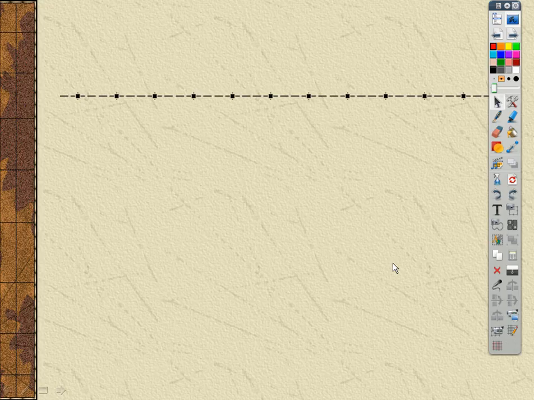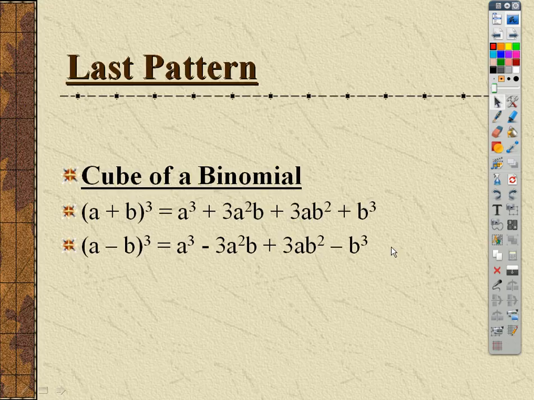Okay, what about this pattern? Cube of a binomial. And once again, you only have to know the top one. Bottom one you get for free. All you have to do to get the bottom one is just plug a negative b in, substitute negative b for b in the top equation, and you get the bottom one for free. Okay, now how does this one work? Well, you have to memorize it, but I'll show you there's a pattern here that you may not have seen at first.